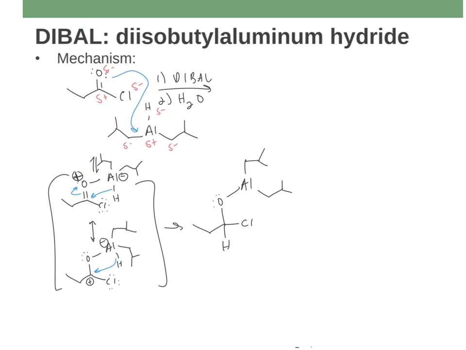Step 2, I'm still kind of debating how much I want to show you of this. Step 2, yeah, I'll show you. You guys are smart. You can handle this. Step 2, the idea is that you add water. So you just sit here for a while. If in step 2 you add water, then water attacks this aluminum. We still have the chlorine, we still have a hydrogen, we still have an oxygen. But now my aluminum has its 2 isobutyl groups, and now it has water attached to it.